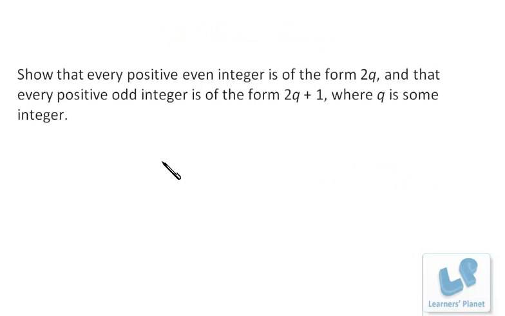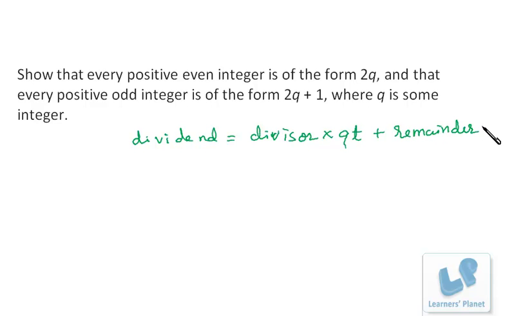Now friends, let's take the first problem from the NCERT textbook. Show that every positive even integer is of the form 2q and that every positive odd integer is of the form 2q plus 1, where q is any integer. Now we have learned Euclid's formula: dividend is equal to divisor into quotient plus remainder. So we just use this concept to prove this theorem.